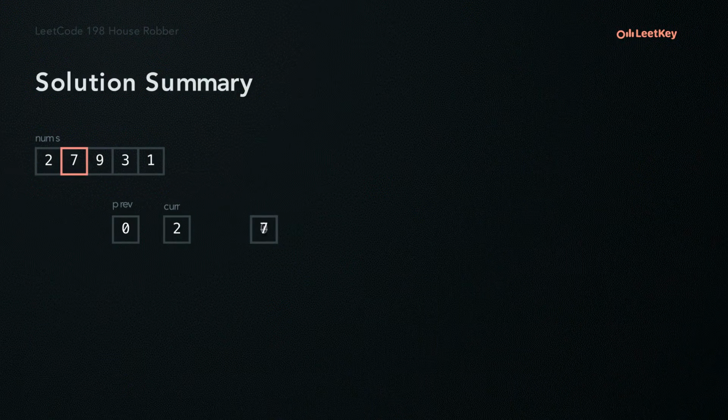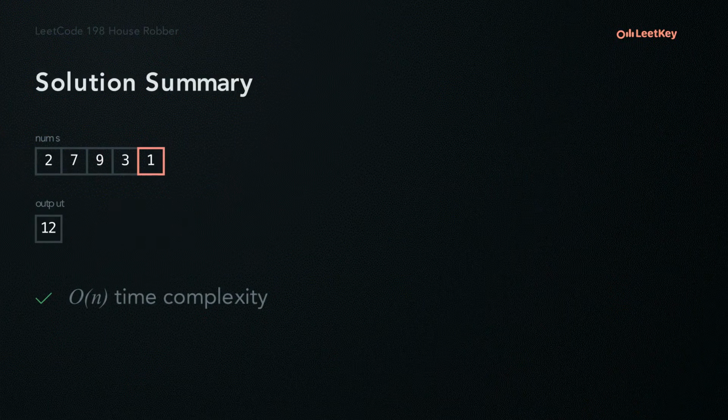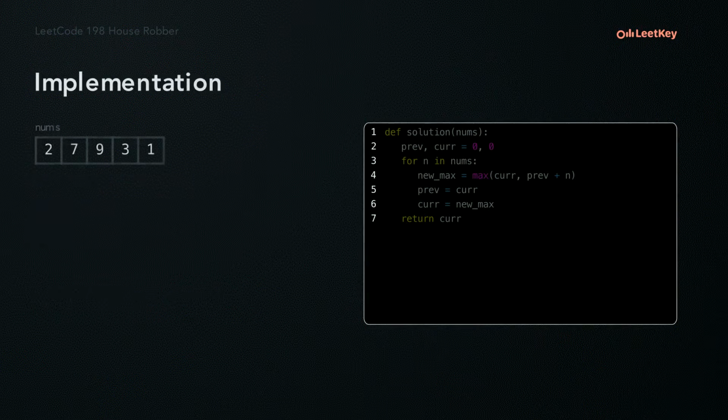You can continue this across the array until you reach the end, keeping a running total of the maximum possible value from the sum up to the last two houses. This way, we always know which is the next most valuable house to rob without robbing two consecutive houses. The final outcome is the maximum of the last two paths. This solution iterates over the nums array only one time and doesn't create any unnecessary data. Let's see how to implement this solution.